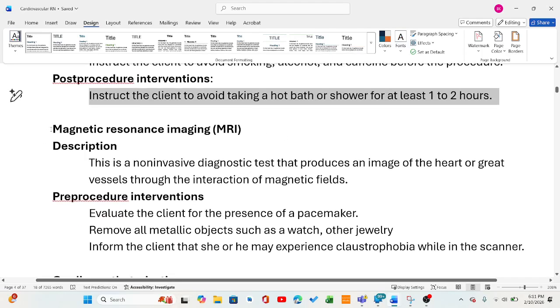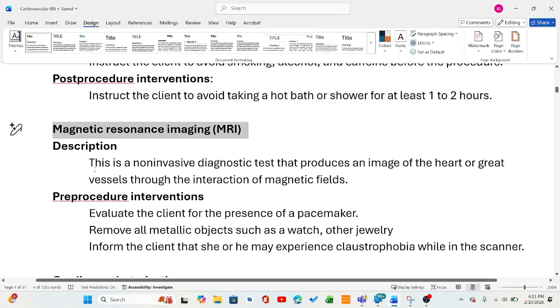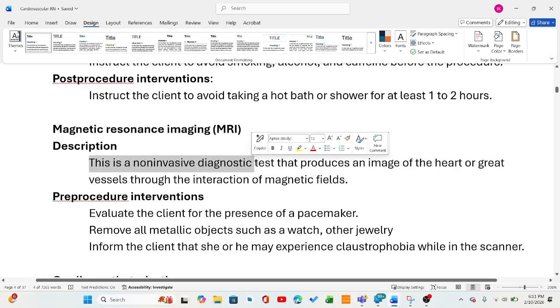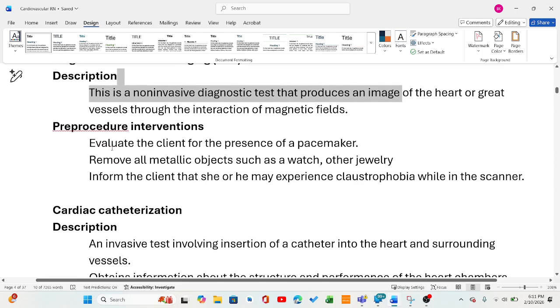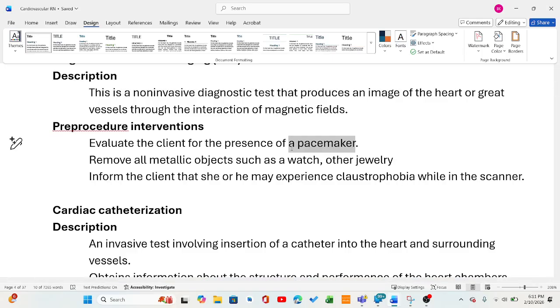When it comes to MRI, always remember this is non-invasive. They use magnets to get the images. So the first thing you need to remember is that you evaluate the client for any presence of pacemakers. They like asking that. Anything that is metallic, anything that is a magnetic material, that magnet can attract it, you need to avoid that. So be careful when it comes to MRI.